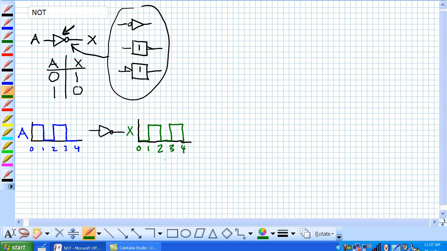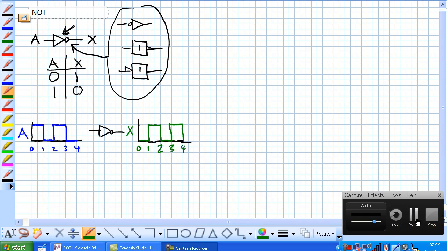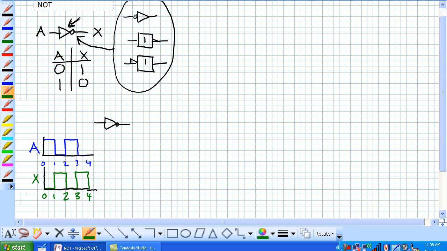Now, if we were to display these two signals simultaneously in a timing diagram, it would look like this, whereby signal A is high and X is low, perfectly coinciding with our truth table. Signal A is low, X is high, A low, X high. So that's basically the timing diagram of the pulsed operation of a NOT gate.